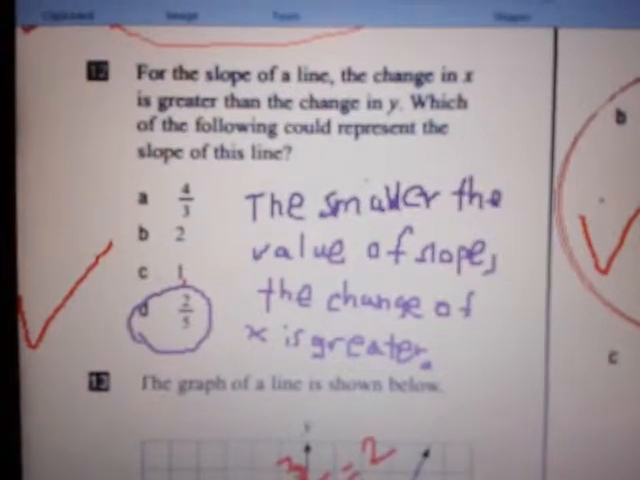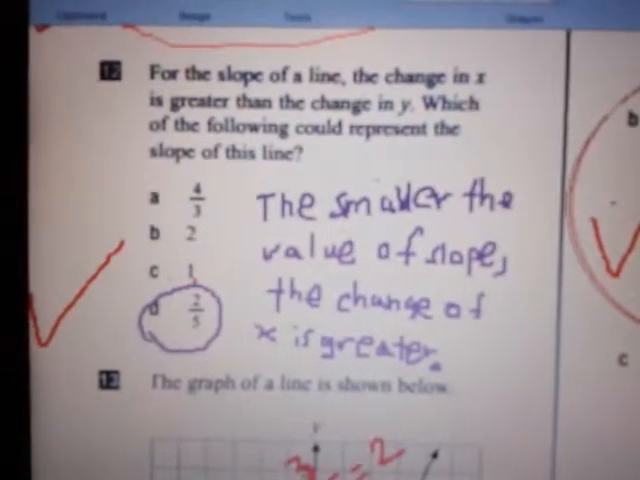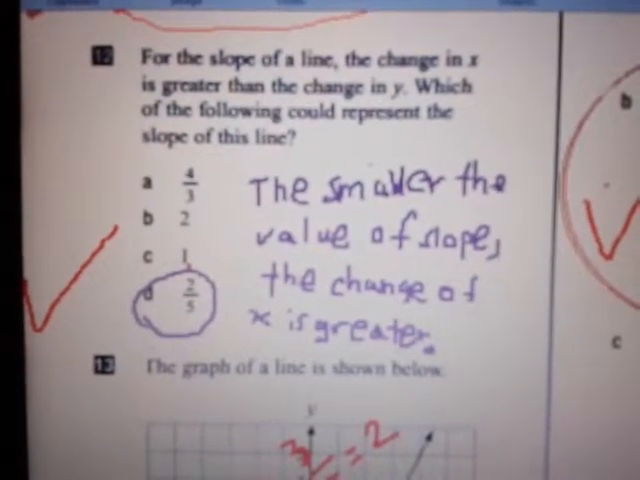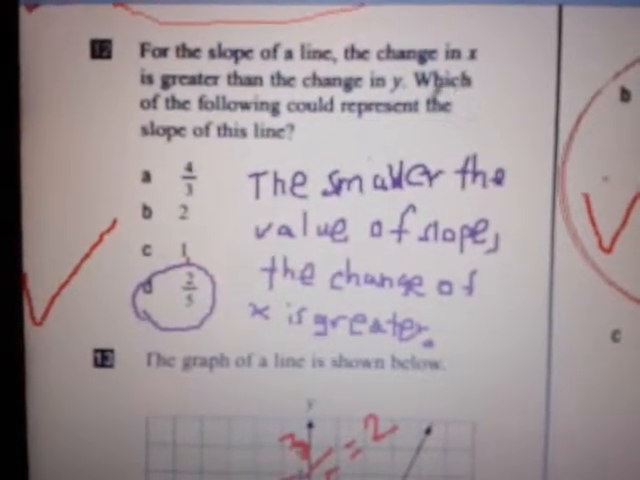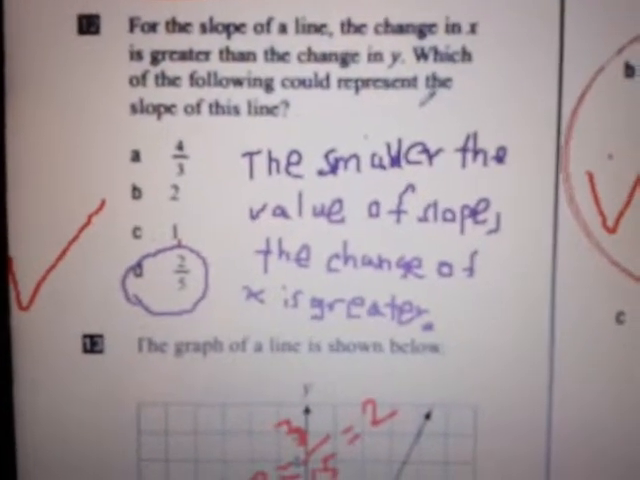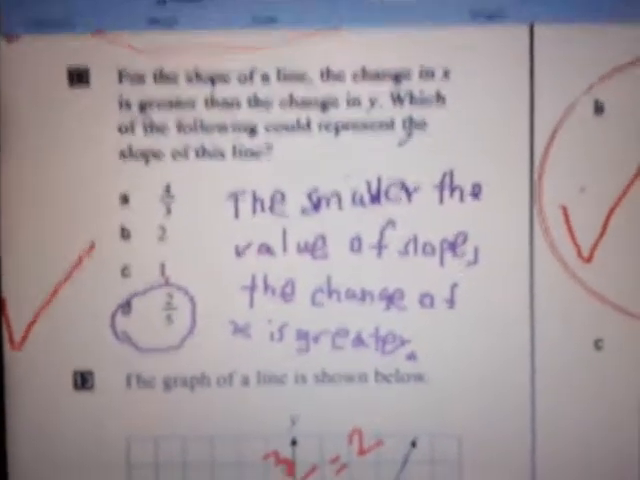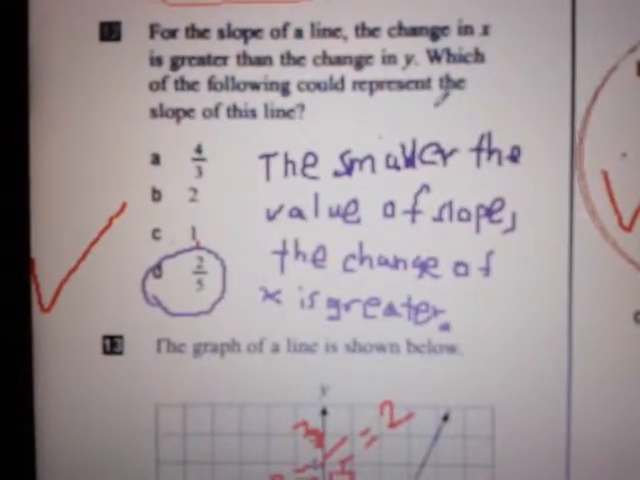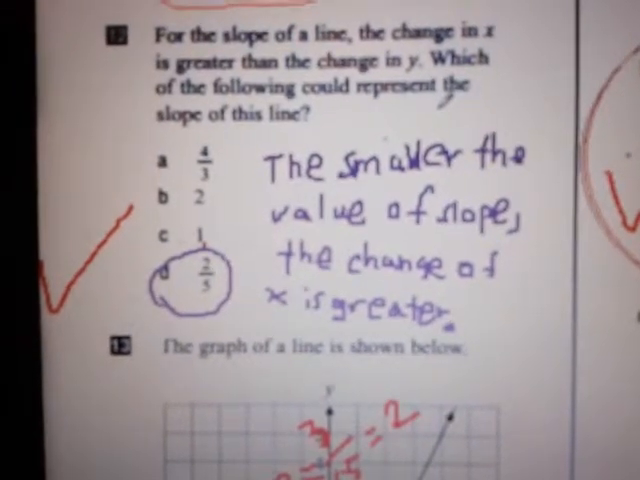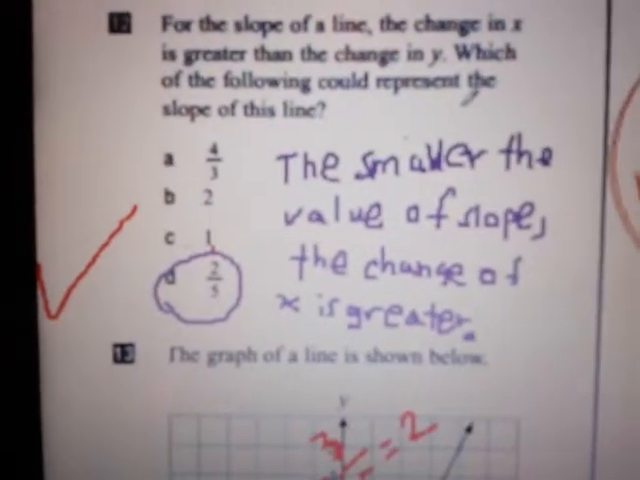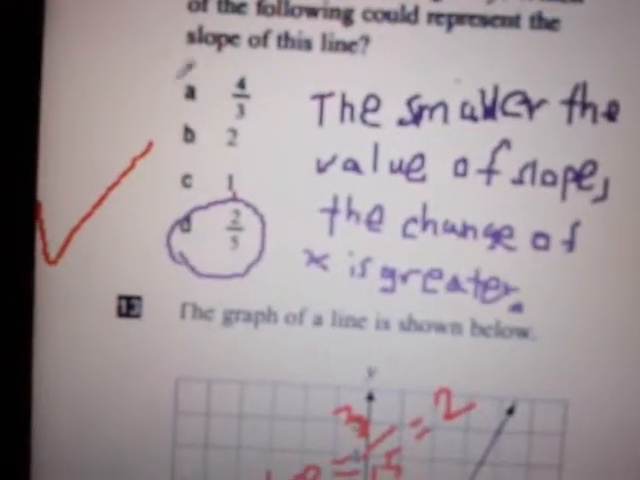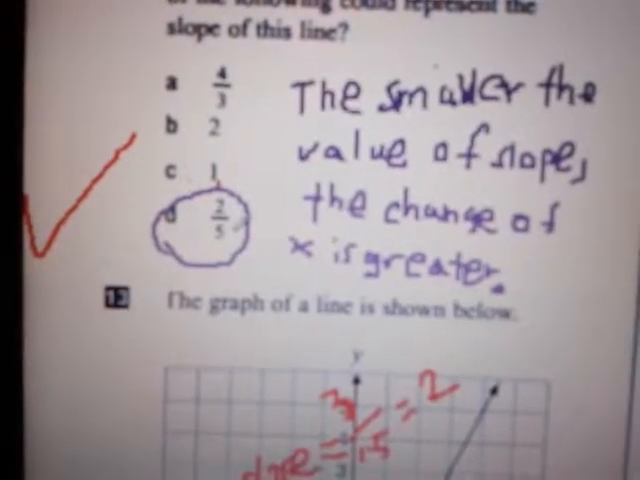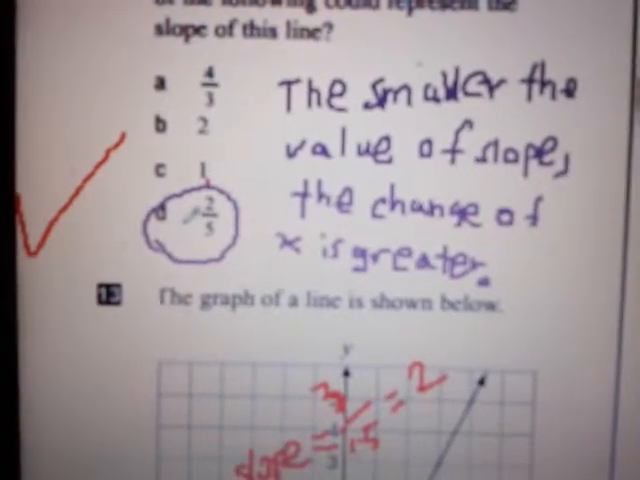So moving on to question 12. For the slope of a line, the change in x is greater than the change in y. Which of the following could represent the slope of this line? If you test with your graphing calculator or from your graphing experiences, you would see that a smaller value in x would result in the change of x to be greater. So of these four possible answers, 2 over 5 is the smallest value of x. Therefore, D is the correct answer for question 12.